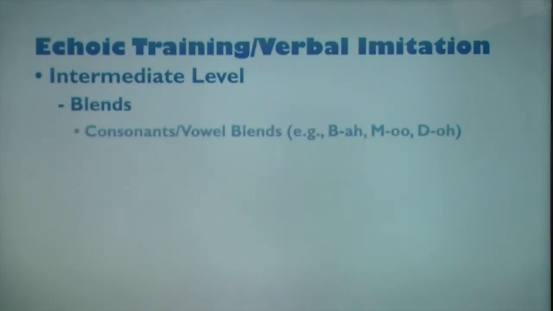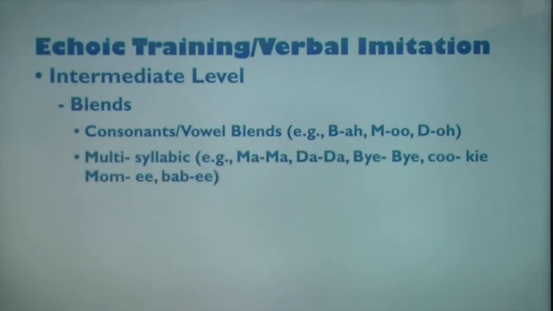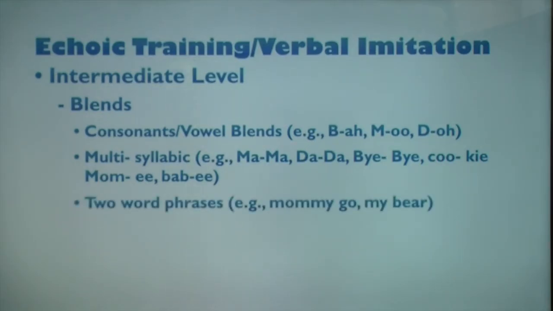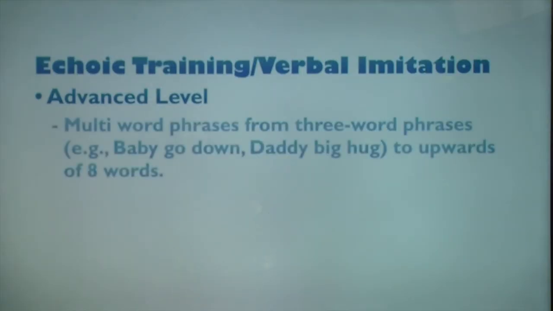Once your student can imitate single sounds, you can start to target blends. For example, consonant-vowel sounds such as ba, mu, do. Multisyllabic words like mama, dada, bye-bye, cookie, mommy, and baby. And 2-word phrases, mommy go, my bear. In the most advanced levels, you can target multi-word phrases. This can be done after your learner has mastered the individual sounds and can repeat single words proficiently.